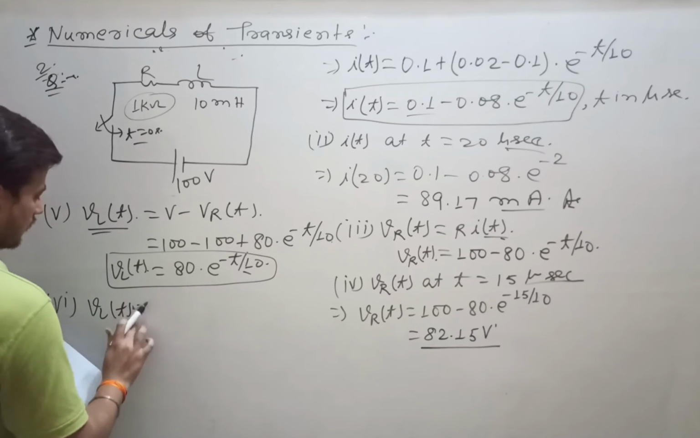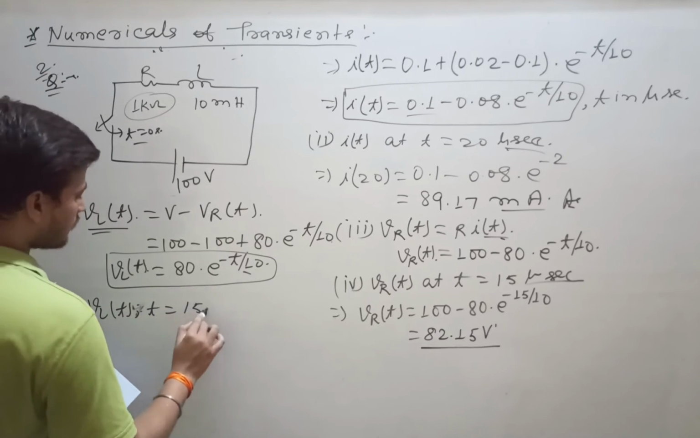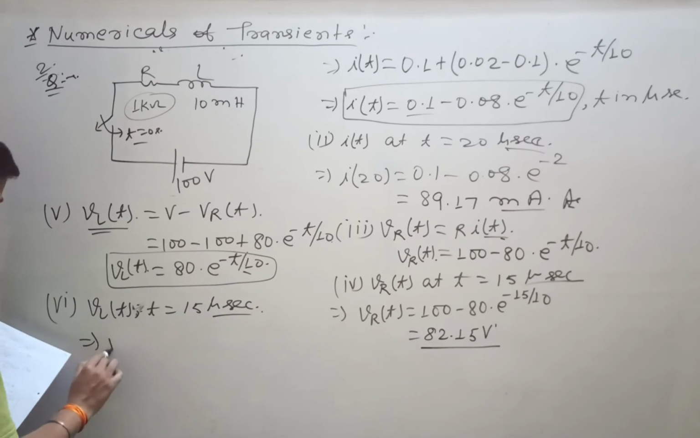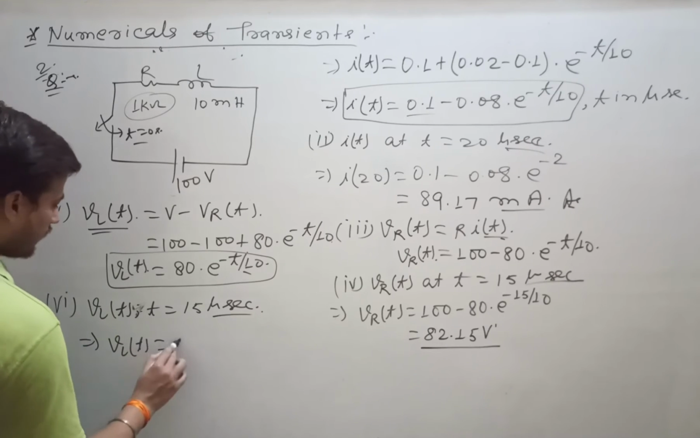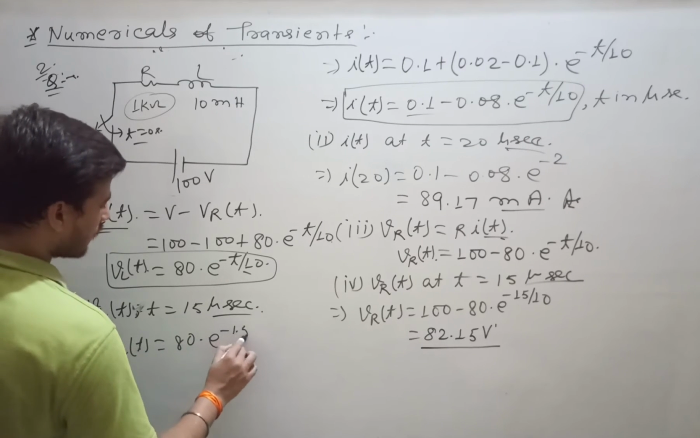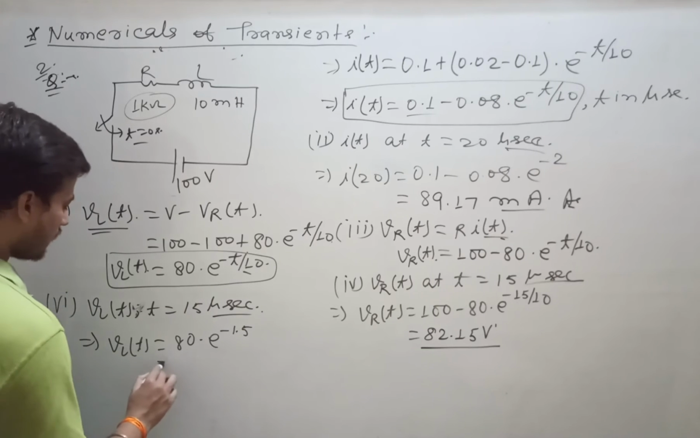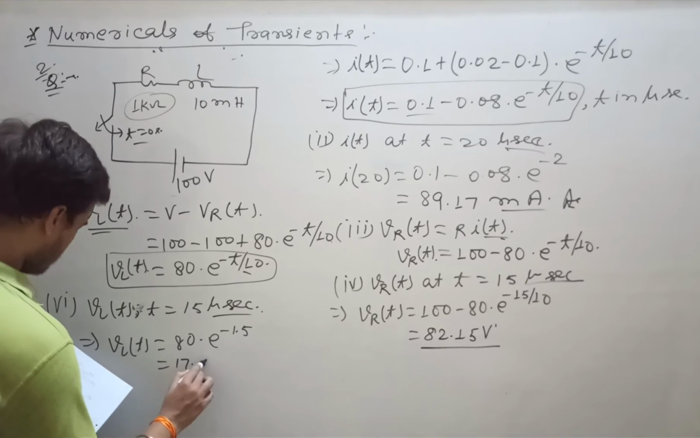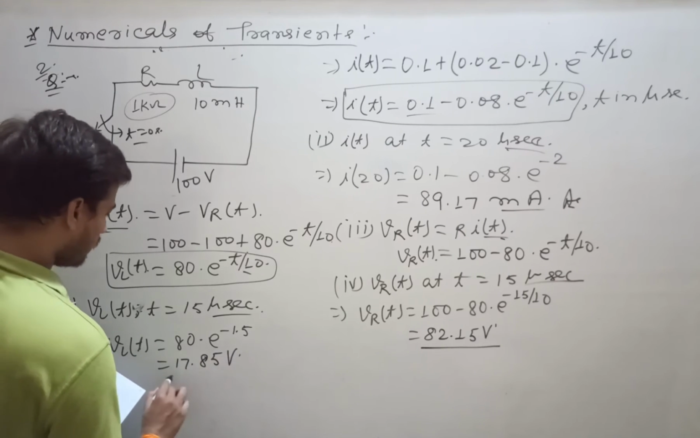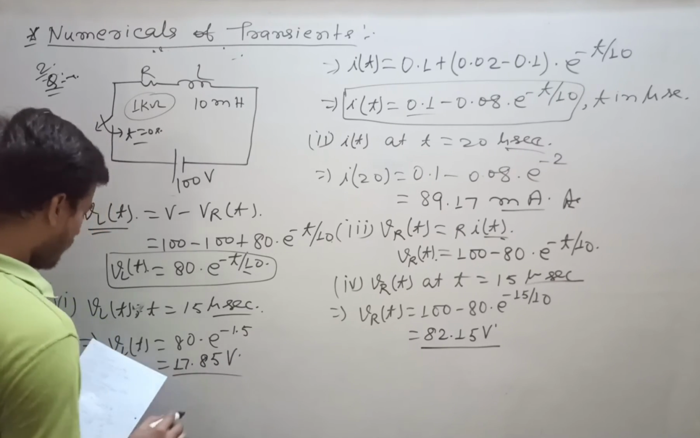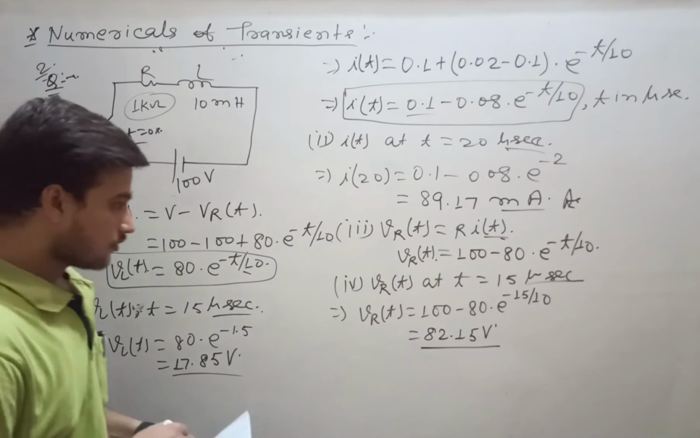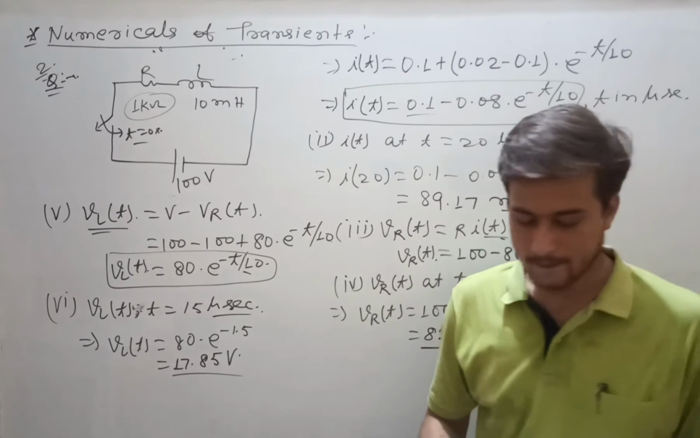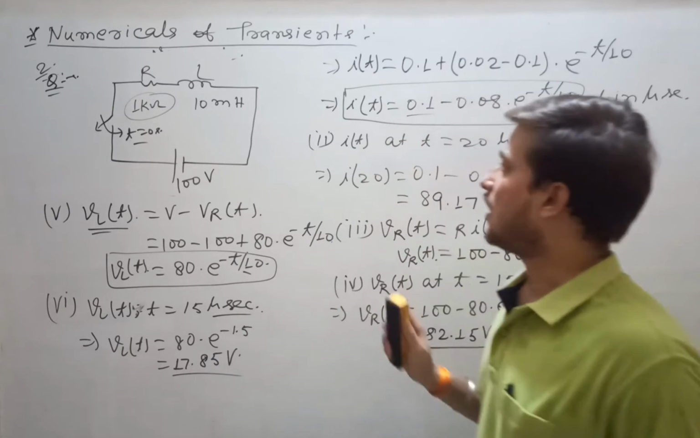The sixth point is we have to find VLT at t equal to 15 microsecond. So VLT will be equal to 80 into e to the power minus 1.5, that means 15 by 10. From here it will be equal to 17.85 volt. Clear? So this is all about the RL circuit.